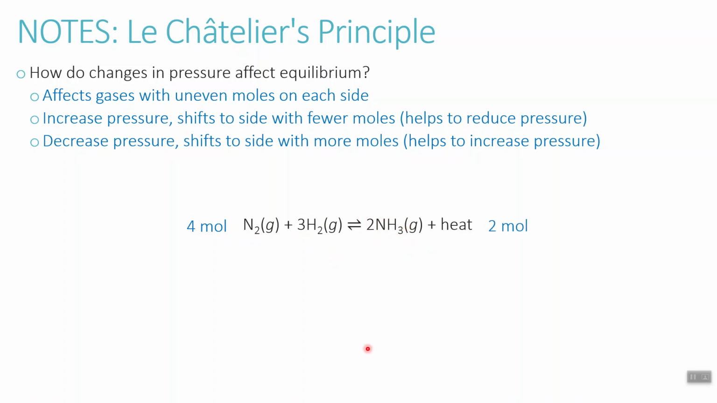So if we were to increase the pressure, the system's going to shift to the side that has less gas so that the pressure will go back down. If we decrease the pressure, the system tries to respond in a way that makes the pressure go back up. So it's going to shift to the side that has more moles of gas. If they have the same moles on both sides, then changing the pressure is not going to impact the equilibrium there.